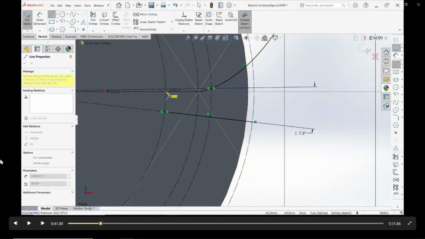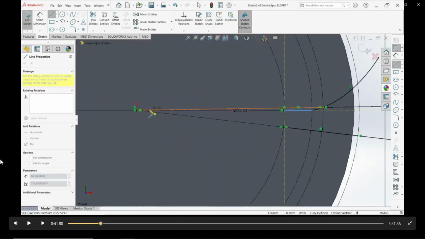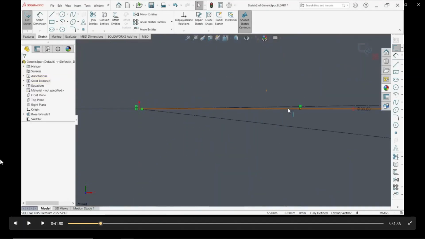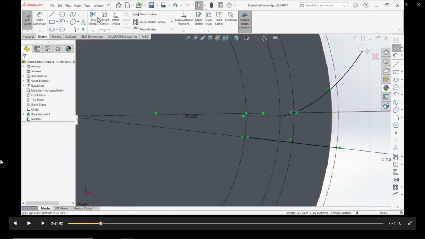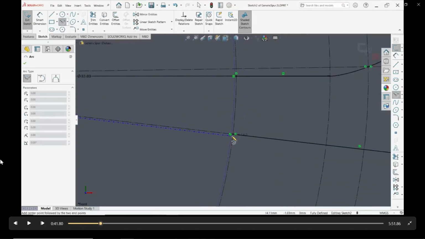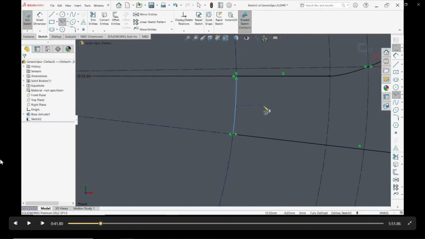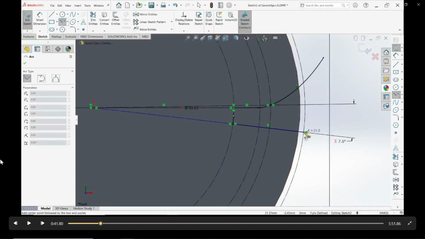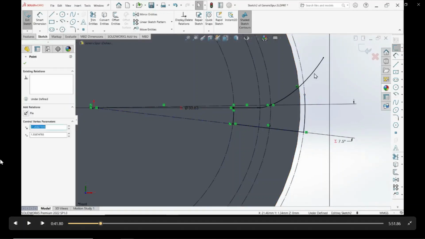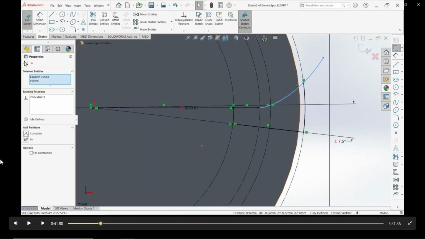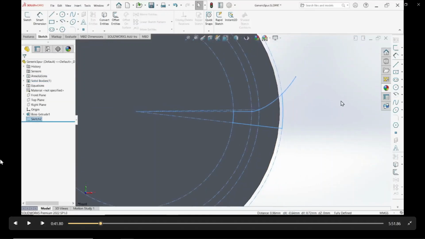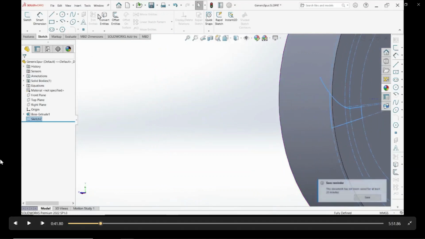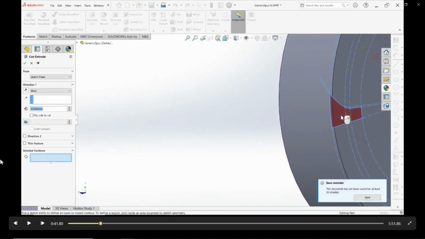And now we need a straight line from here to there. We're making the second one a construction line. And now we need 2 arcs to create a closed profile. So there's the first arc. And here's the second arc. And make it coincident with the involute profile. And then we're going to cut to the front surface.